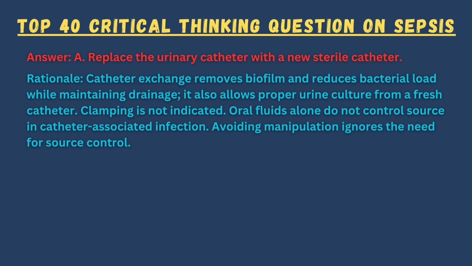Answer. A. Replace the urinary catheter with a new sterile catheter. Rationale: catheter exchange removes biofilm and reduces bacterial load while maintaining drainage. It also allows proper urine culture from a fresh catheter. Clamping is not indicated. Oral fluids alone do not control source in catheter-associated infection. Avoiding manipulation ignores the need for source control.